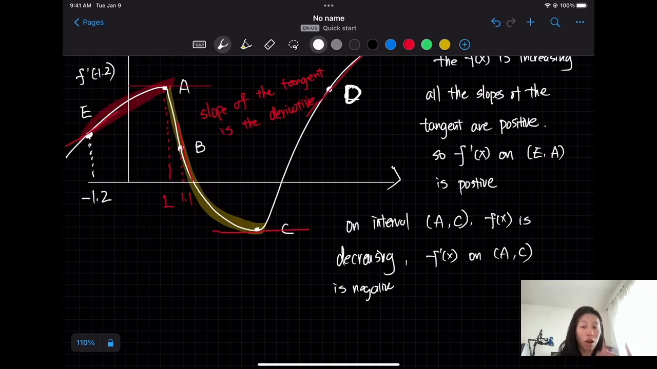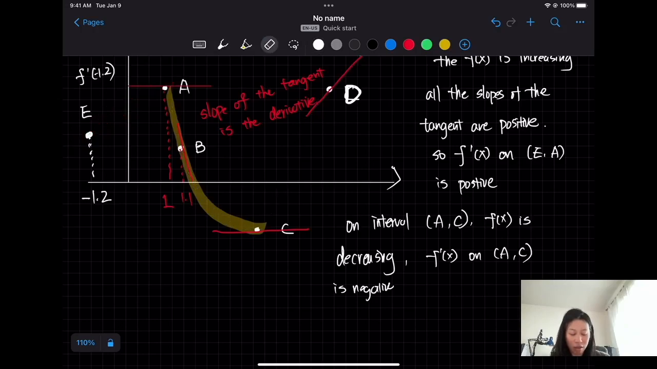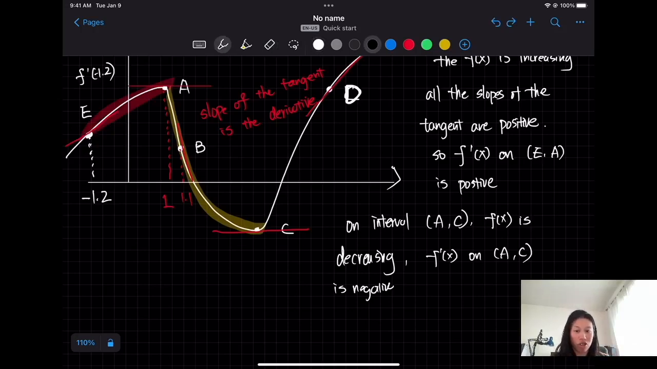So the value of f prime of x definitely depends on the value of x. And f prime of x is a function of x, because as you can see, the instantaneous rate is going to change as x changes, right? So that means the slope, the derivative of x, is going to change.